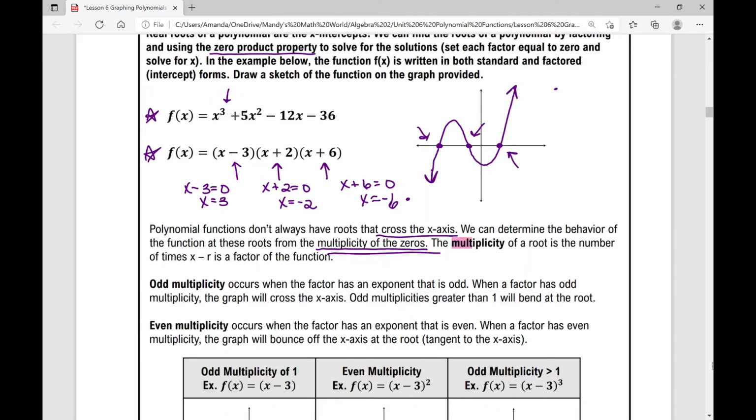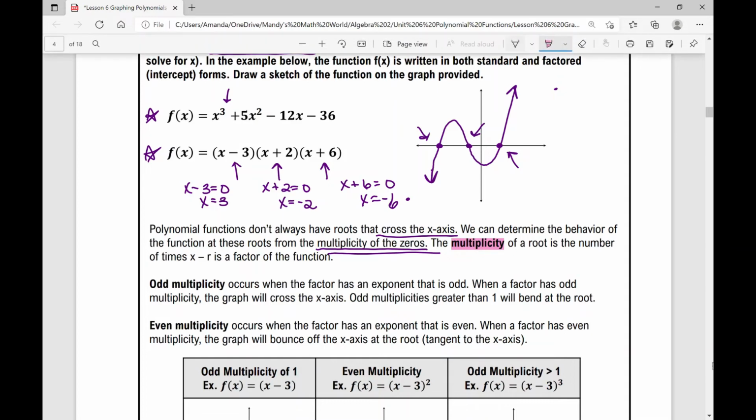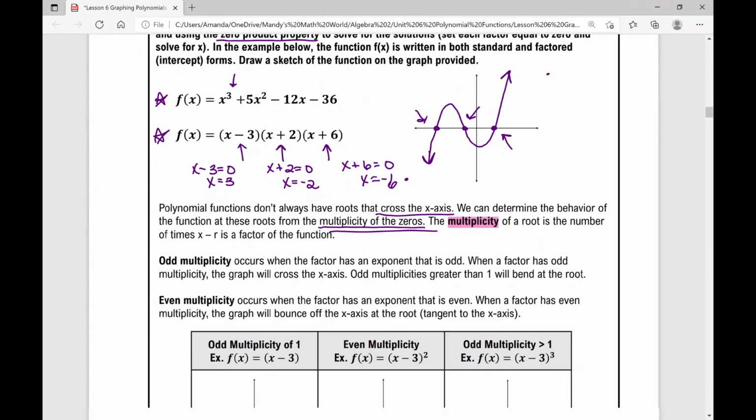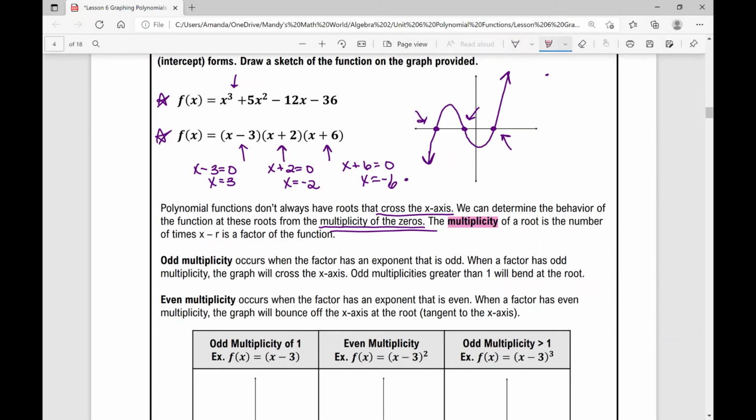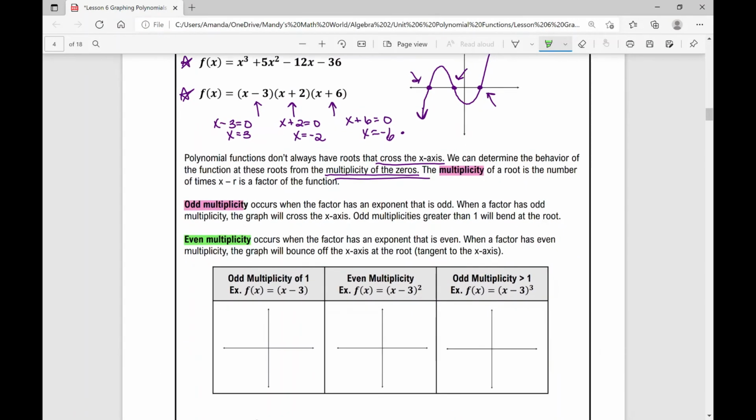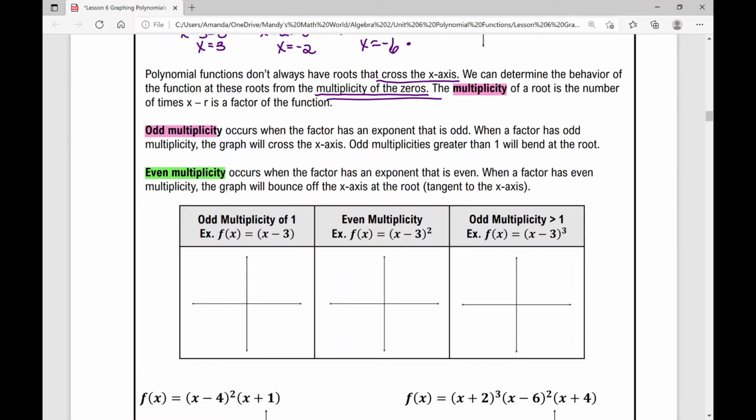The multiplicity of a root is the number of times x minus r is a factor of the function. Okay, so what does that mean? Let me show you what that means. Odd multiplicity occurs when the factor has an exponent that is odd. Even multiplicity occurs when the factor has an exponent that is even. So rather than just read through all that, I'm going to show you what this looks like. That tends to help students a little better.